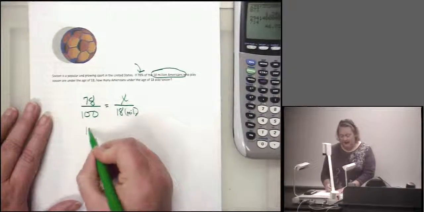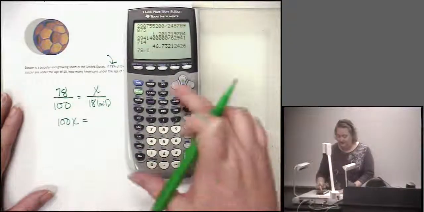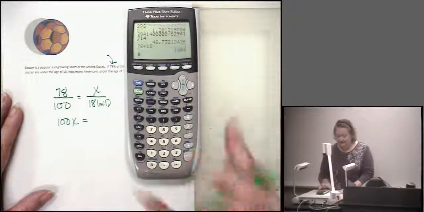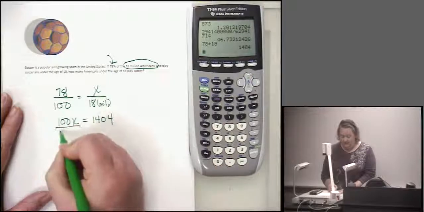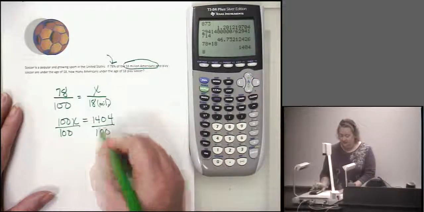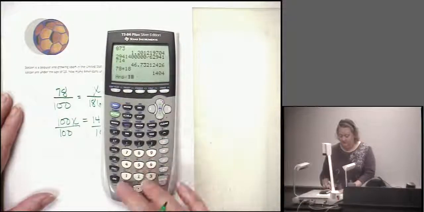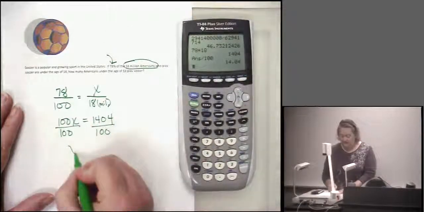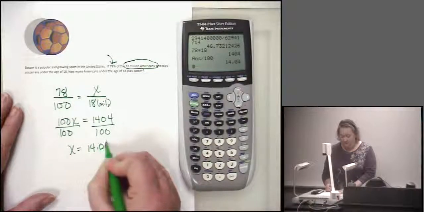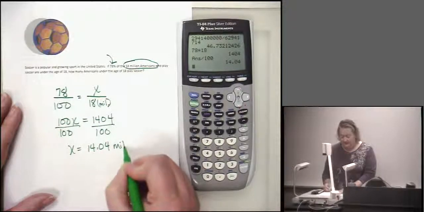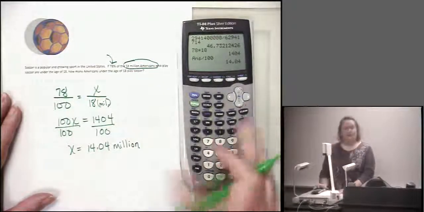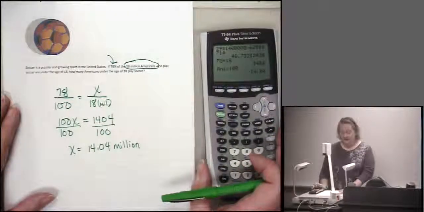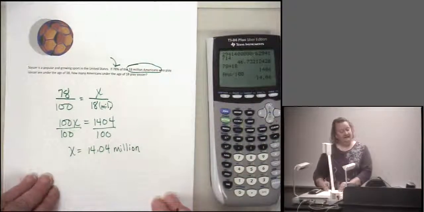So I'm going to cross multiply, and I've got 78 times 18, which gives me 1404. Divide both sides by 100. Gives me 14.04. And remember, this was in millions, so that'll be 14.04 million soccer players under the age of 18.